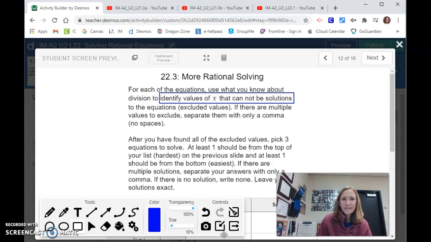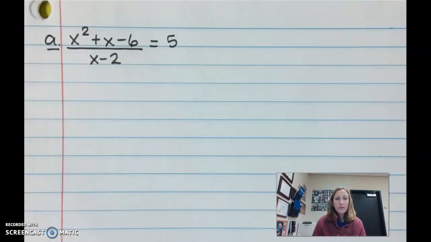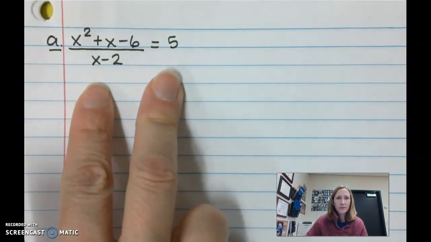And then the second thing it asks us to do is to solve. So pick three of them to solve. So let's just start with equation A. I first need to identify any values of x that cannot be solutions. So I'm looking for any values of x that will never work in this equation.